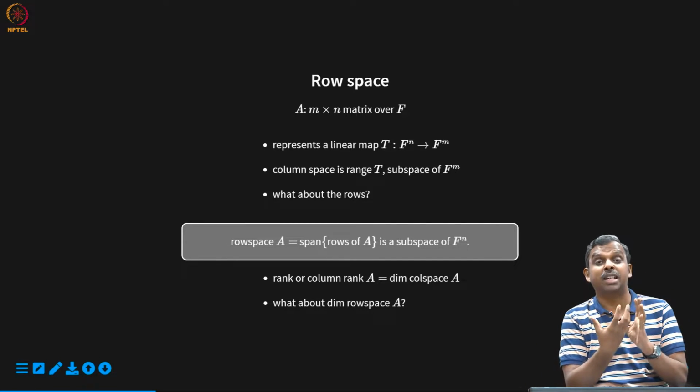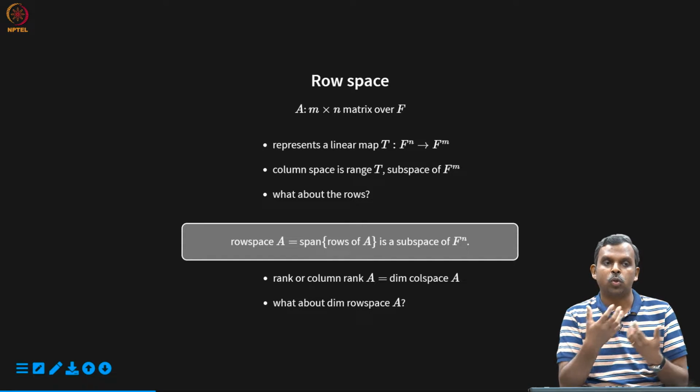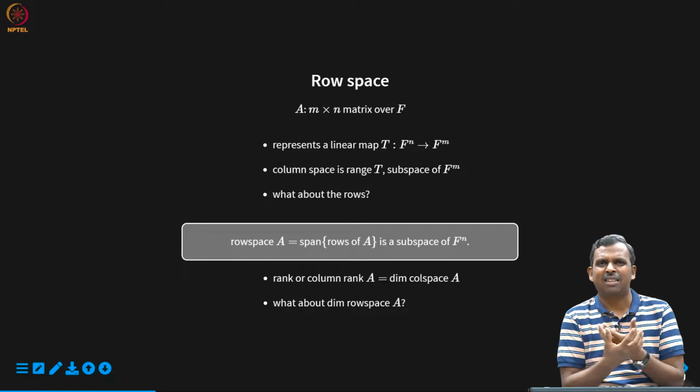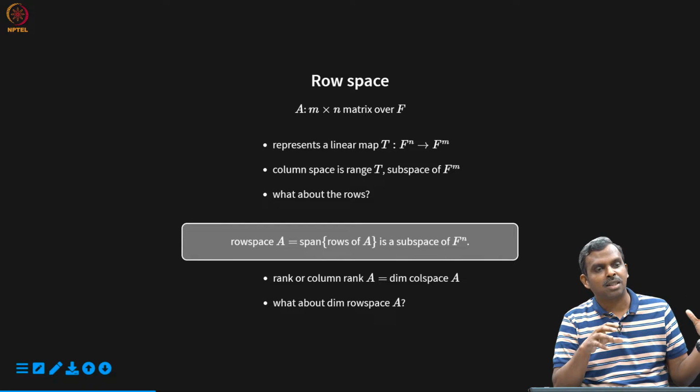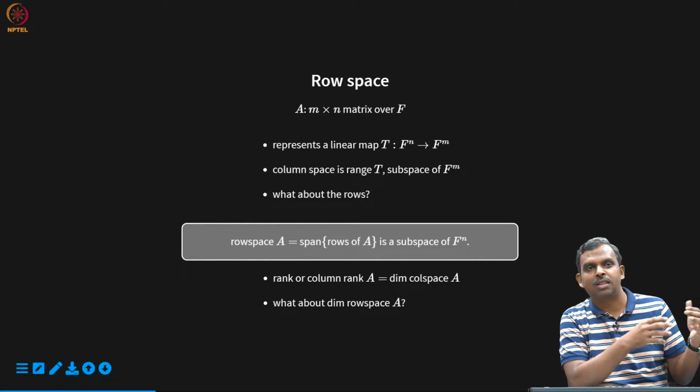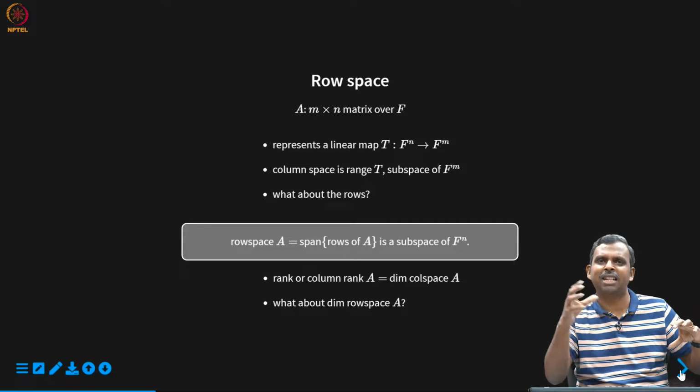So is there going to be a connection between the dimension of the row space and the dimension of the column space? First of all, the row space and column space are not very directly connected, right? Row space is a subspace of F power n, while column space is a subspace of F power m. There is no real connection, since m and n can be very different.